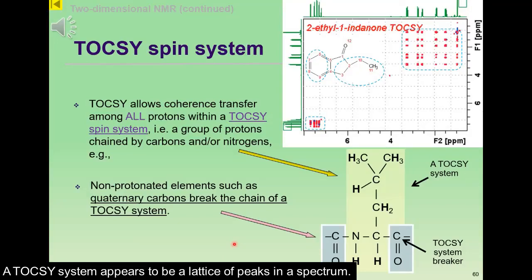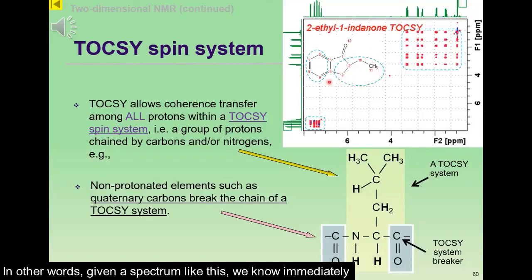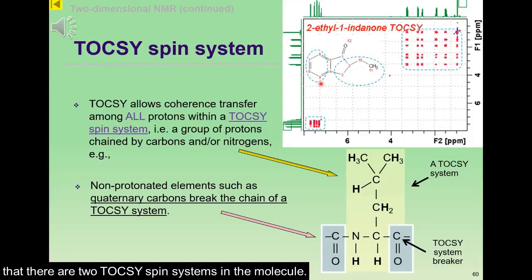A TOCSY system appears to be a lattice of peaks in a spectrum. As you can easily see from the spectrum, there are 2 TOCSY spin systems for 2 ethyl, 1 indole. In other words, given a spectrum like this, we know immediately that there are 2 TOCSY spin systems in the molecule.